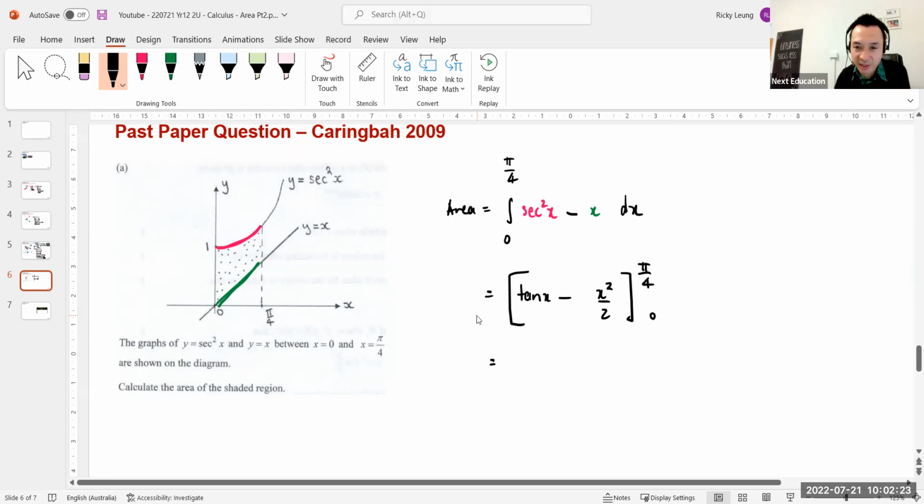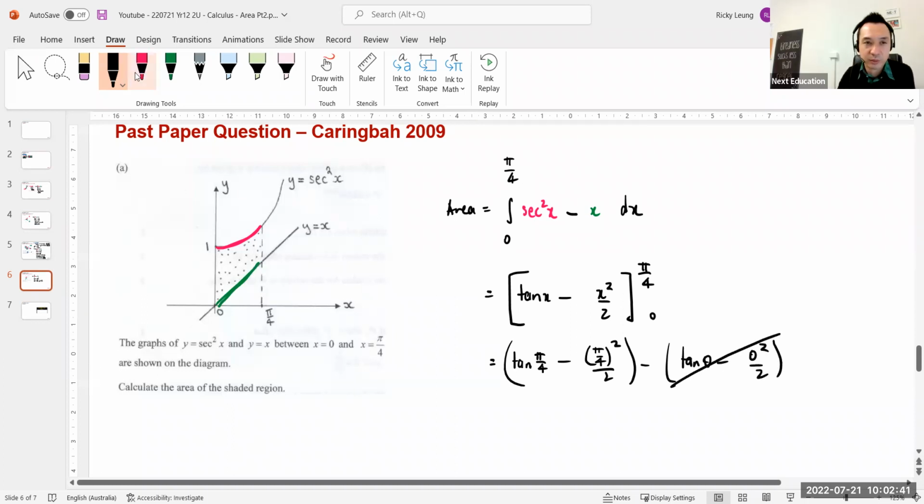Guys, what's that? So 10 pi on 4 minus, wow, pi on 4 squared on 2, and then minus 10 times 0, minus 0 squared on 2, that's 0. And 10 pi on 4, that's 1. And this guy is what? Pi squared on 16, pi squared on 32 units squared.